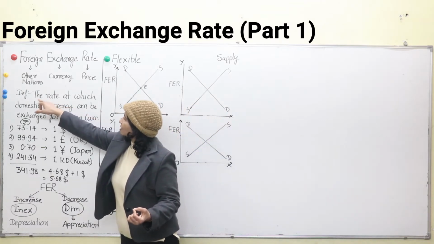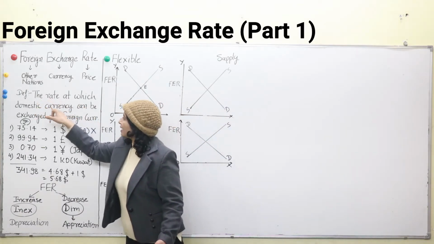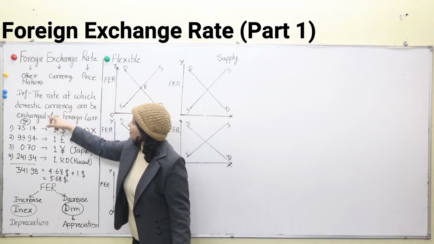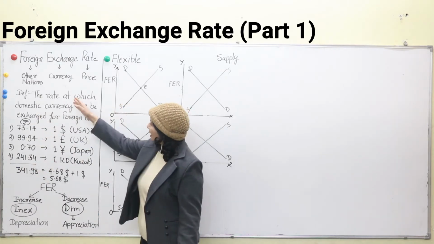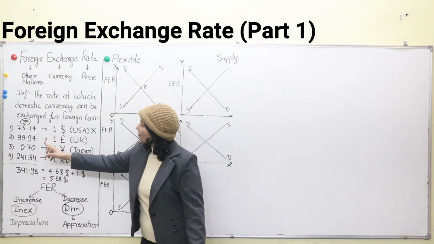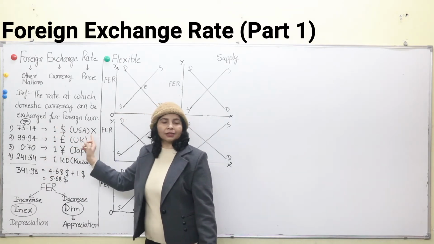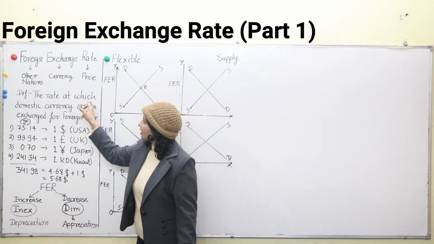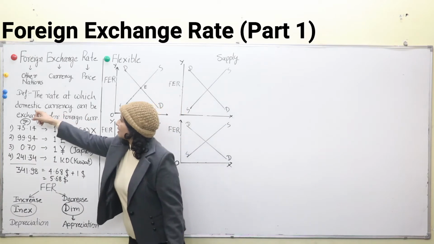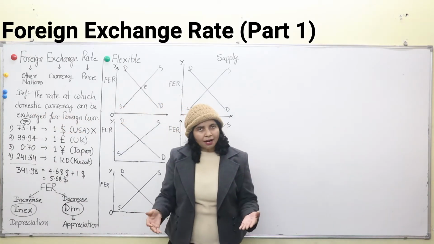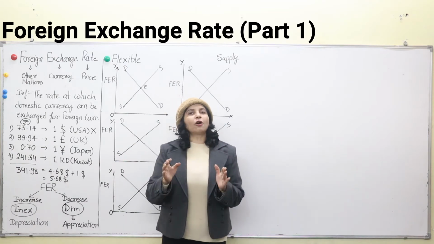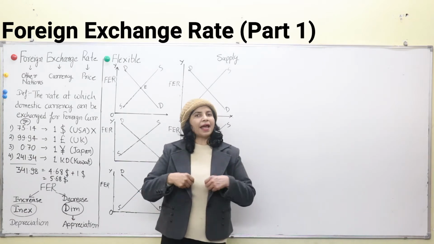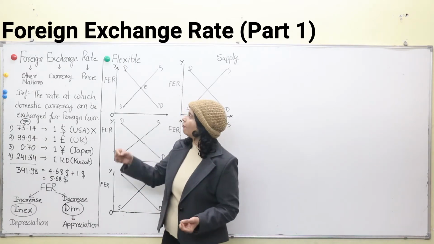So what is the definition? The rate at which domestic currency can be exchanged for foreign currency. Here, the rupee is the domestic currency, and here are the rates. These are the rates at which you can exchange your domestic currency for 1 unit of each currency. So the foreign exchange rate is the rate at which domestic currency is exchanged for foreign currency, or the price of foreign currency in terms of domestic currency. This is very simple. We are just buying any foreign currency and paying in terms of domestic currency. That is your foreign exchange rate.